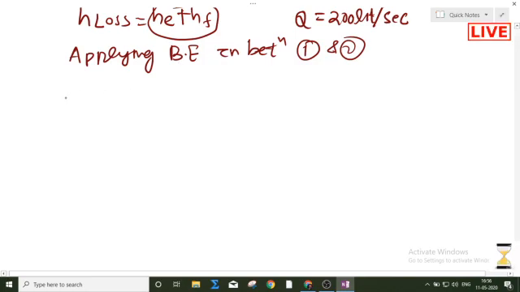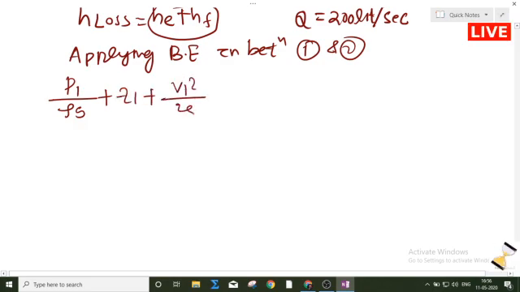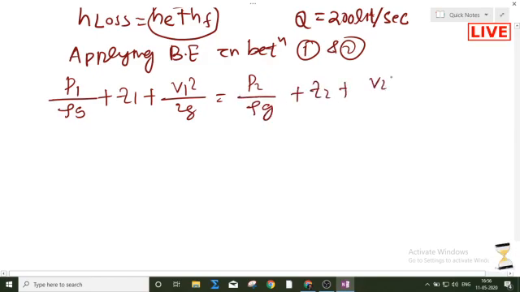Okay, so that is P1 by rho g plus Z1 plus V1 square by 2g, will be equal to P2 by rho g plus Z2 plus V2 square by 2g, plus head loss. We have to find out this head loss.